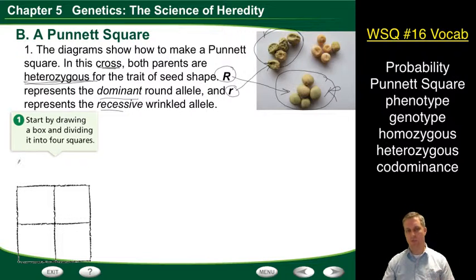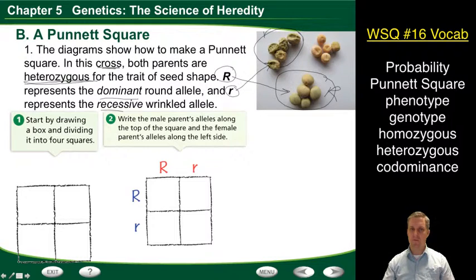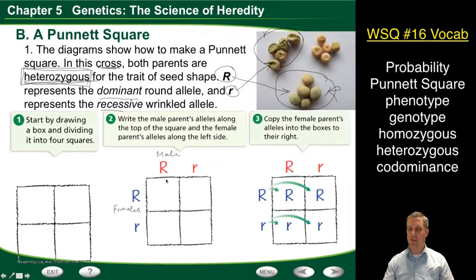So the first thing we're going to do, and I want you to draw this in your notes, is draw a square. We're going to draw a box, and draw two lines inside of it to divide it into 4 equal spots. Basically, we're looking at probability. Secondly, we're going to write the male parent's information along the top of the square, and the female parent's alleles along the left side. So now we've got males. In this case, how do we know it's big R, little r, big R, little r? Because remember we said they were heterozygous, meaning different alleles. So that's our first step, draw. Second step, put the alleles of the parents.